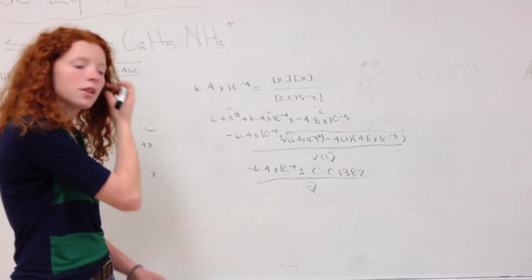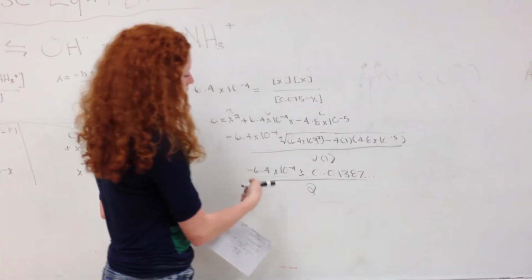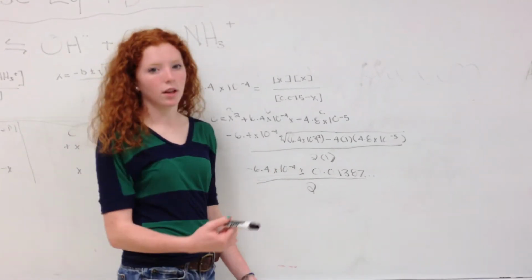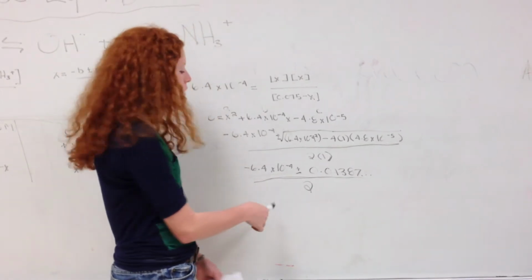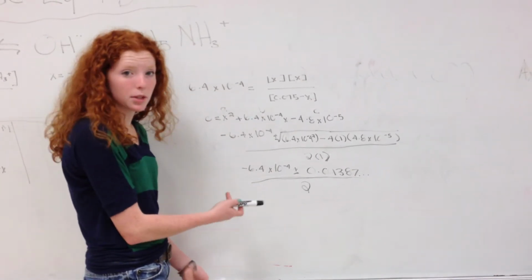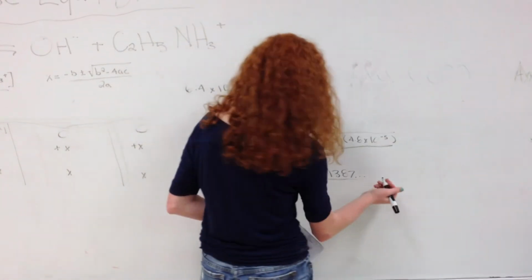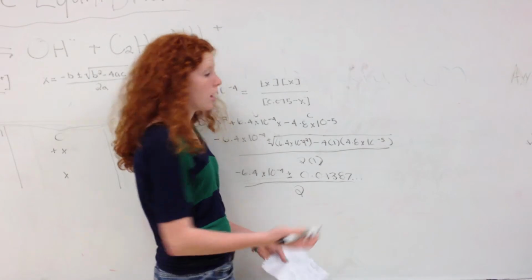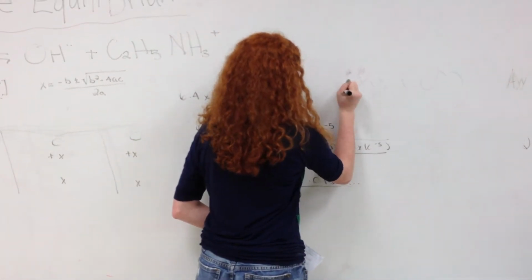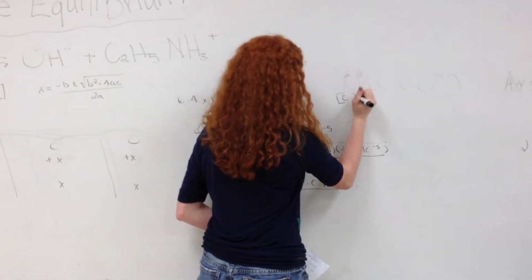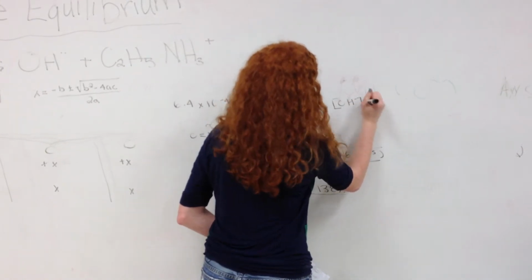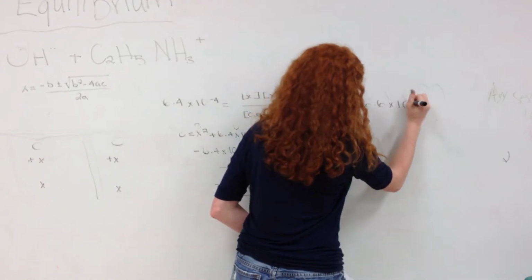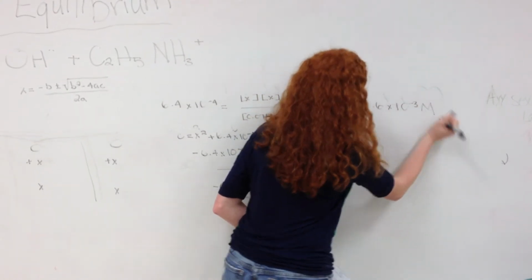So first, you can either add or subtract, but if you notice from the values that if you subtract, you'll get a negative number, and you want a positive number. So we're going to add the two numbers together and divide by 2, and you're going to get that X equals, which is the hydroxide concentration. So you're going to get that the hydroxide concentration is 6.6 times 10 to the negative third molar.